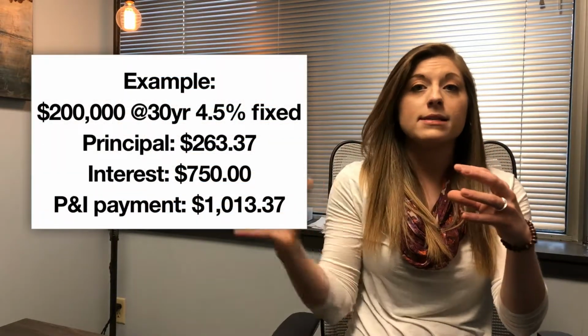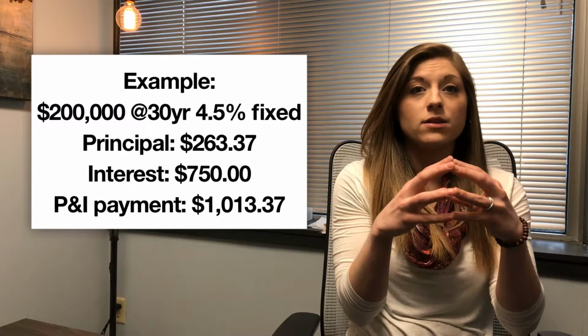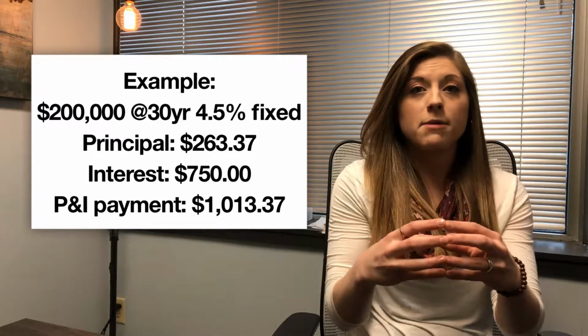Now there are what's called ARMs, and we'll talk about that later on as well. But just wanted to mention that if you do have an ARM, your principal and interest payment will change over time. But principal and interest is just going to be the total amount that you're loaning plus the interest that you're being charged for the loan, and that will be part of your monthly payment.